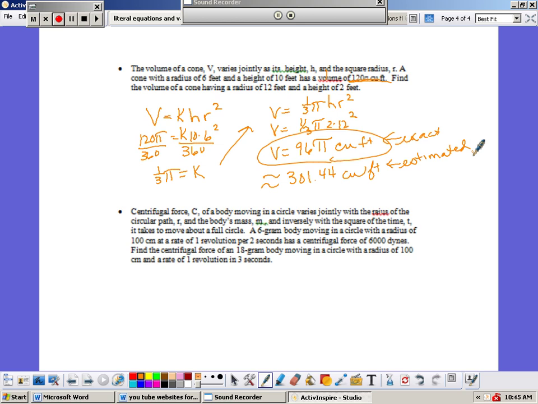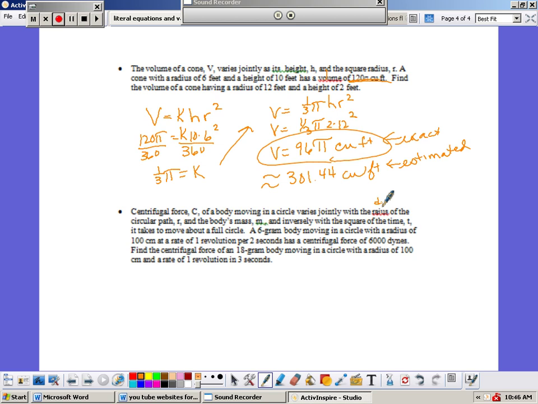Centrifugal force, C, of a body moving in a circle varies jointly with the radius, man, I'm having some problems with my spelling, of a circular path R and the body's mass M, and inversely with the square of time, T, it takes to move about a full circle. A 6-gram body moving in a circle with a radius of 100 centimeters at a rate of 1 revolution per 2 seconds has a force of 6,000 dynes. Find the force of an 18-gram body moving in a circle with a radius of 100 centimeters at a rate of 1 revolution in 3 seconds.